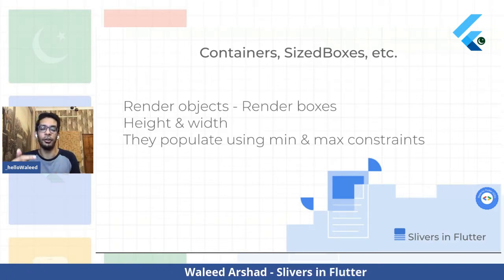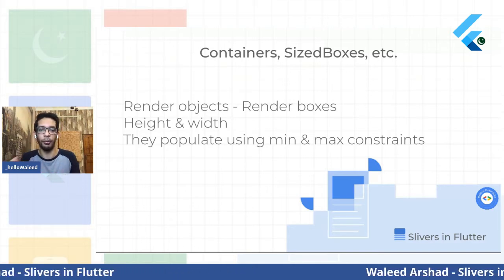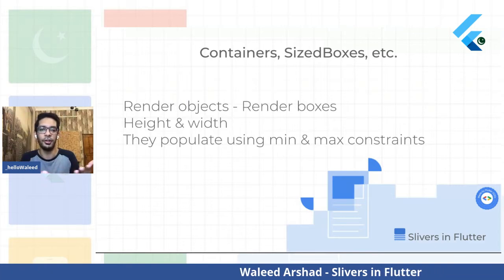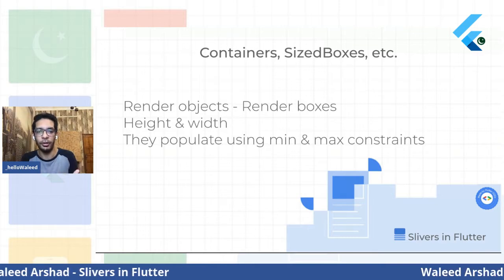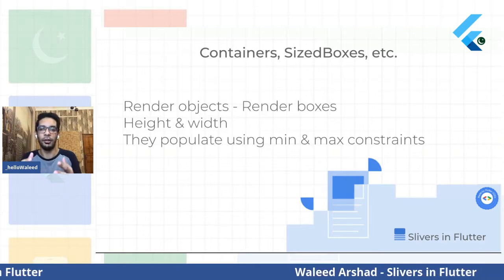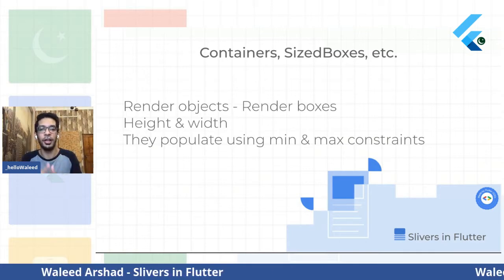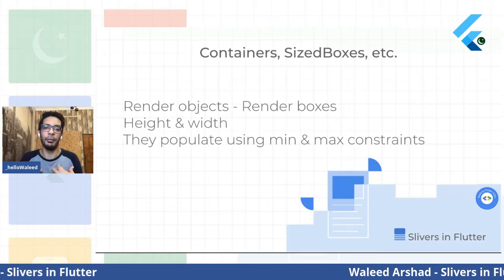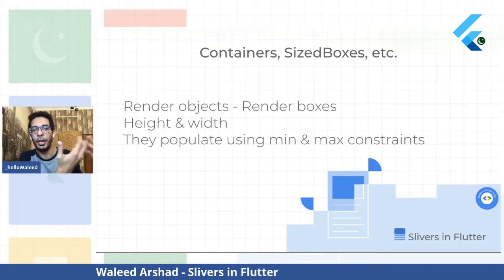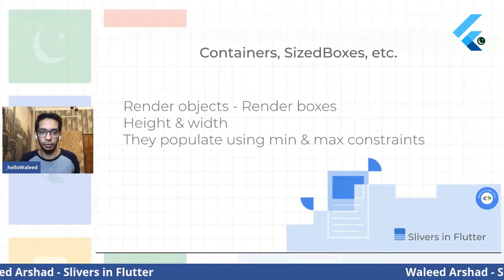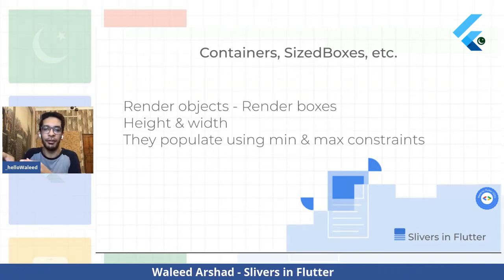That's the main thing with all the normal widgets that are populated normally in Flutter, like containers, size boxes, image containers and all of that. The containers that are not scrollable, that are not expandable, all use these render boxes, and then they populate using their min and max constraints. They ask their parent what the minimum space is that they can fill up. The parent tells them this is the height and this is the width, the maximum that's being given to you.